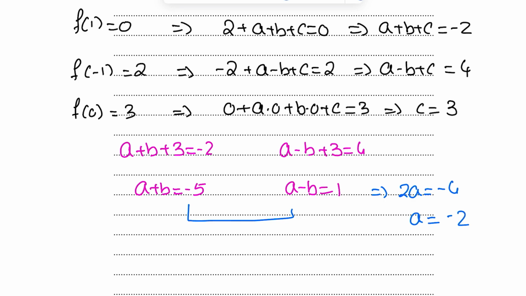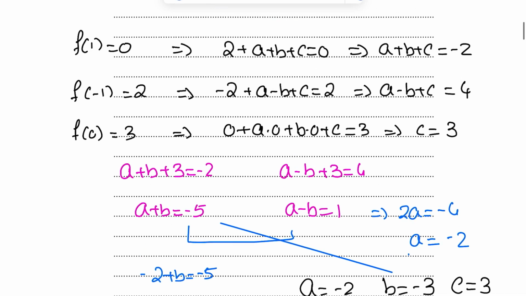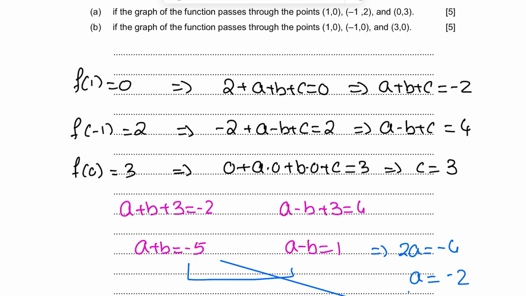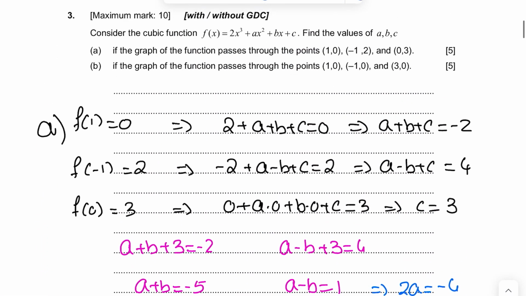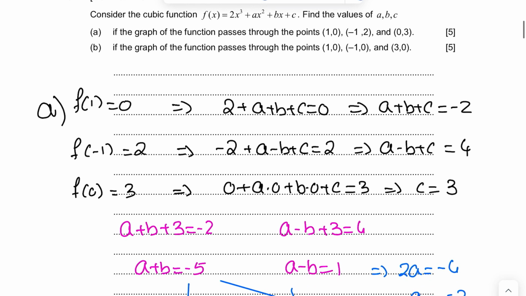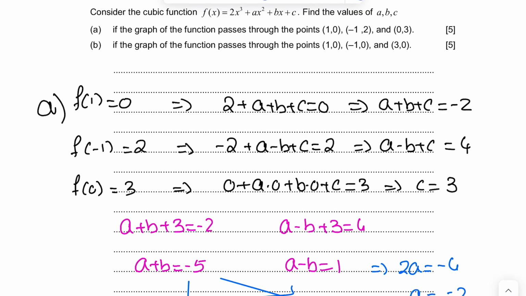So plug in a equals -2 in the first equation. So -2 plus b equals -5, so b equals -3. So I get the final answer as a is -2, b is -3, and c equals 3 for the first part, part A. Part B also, it is passing through 3 points: (1, 0), (-1, 0), and (3, 0).